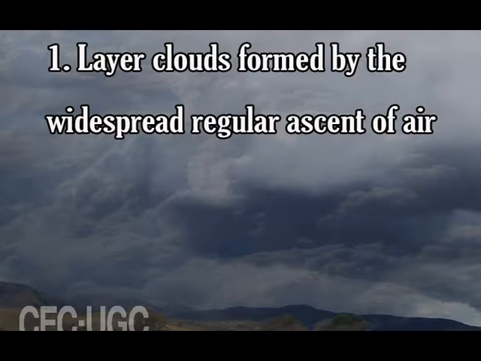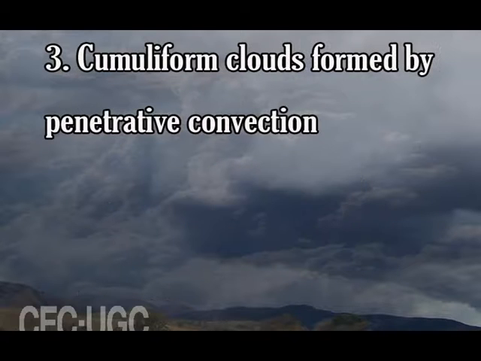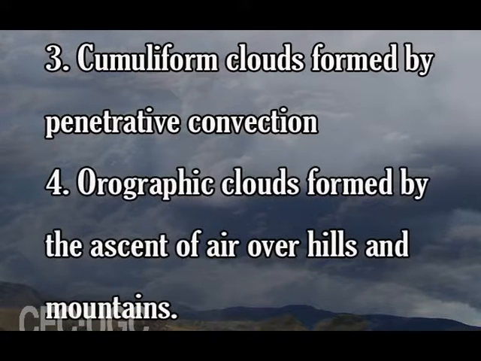First one, layer clouds formed by the widespread regular ascent of air. Next is layer clouds formed by widespread irregular stirring or turbulence. Next is cumuliform clouds formed by penetrative convection, and orographic clouds formed by the ascent of air over hills and mountains. So, what are the causes for cloud formation?